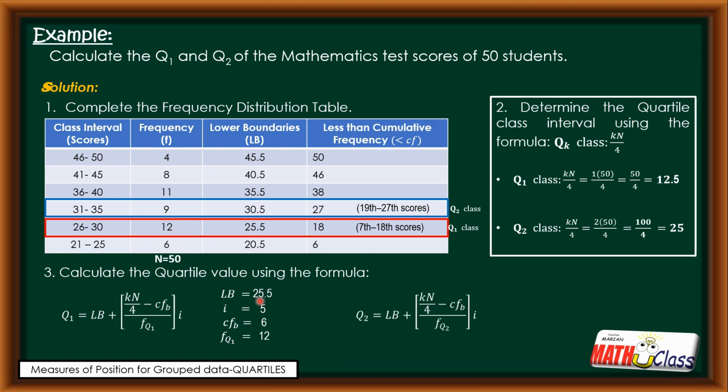Similarly, in finding the Q2 value, we will use this formula. For the lower boundary or LB, let us look at the table in step 1. The lower boundary in the Q2 class is 30.5. For I, or the size of the class interval, the value is 5 since we get the difference between the lower boundaries of two consecutive or neighboring classes. For CFB, the value is 18 since the cumulative frequency of the Q2 class is 27, and the cumulative frequency before 27 is 18. For the Q2 class, the frequency is 9.